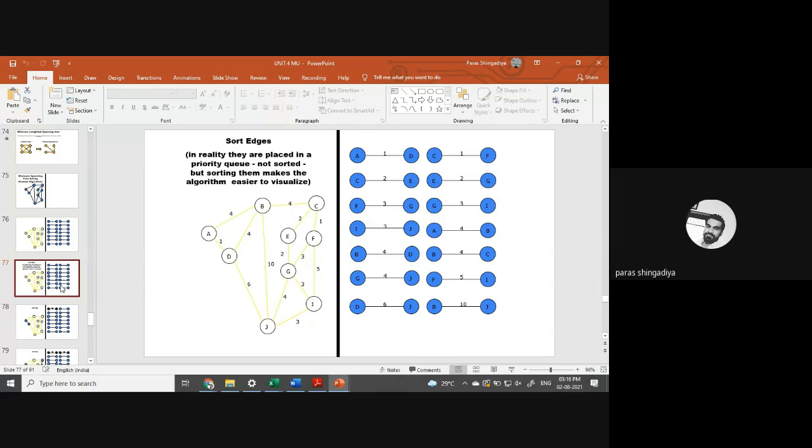So here we arrange the sequence. What is the minimum weight in this graph? The minimum weight is always 1. So start with 1. Consider the collection of 1, then the collection of 2, then 3, 4, 5, up to the last. So for weight 1 there are 2 edges, then 2 edges for weight 2, 3 edges for weight 3, then 4 edges for weight 4, one edge with weight 5, only one edge with weight 6, and the last is 10.